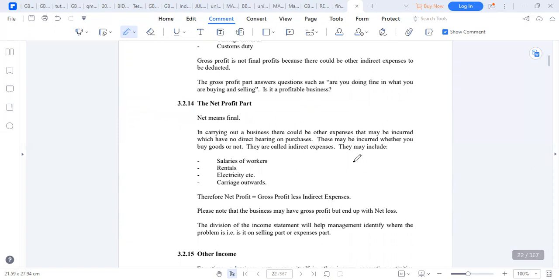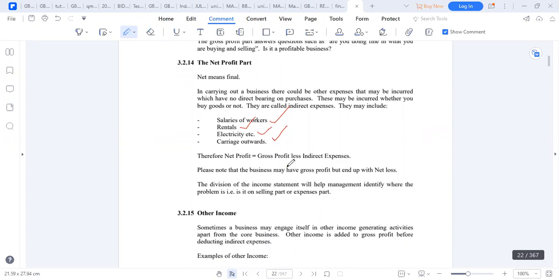So the other expenses that must go to the profit and loss account are the salaries of workers, the rentals, the electricity, the carriage outwards. What's the difference between carriage outwards and carriage inwards? Carriage outwards is simply the selling and distribution expense that we incur for delivering goods to our customers. Carriage inwards is the expense that we incur for bringing goods into the business.